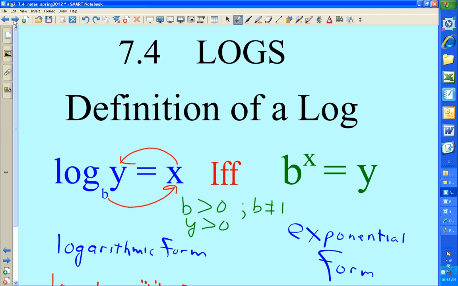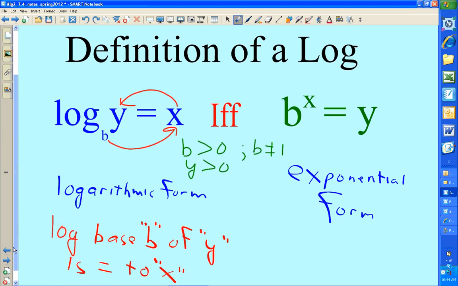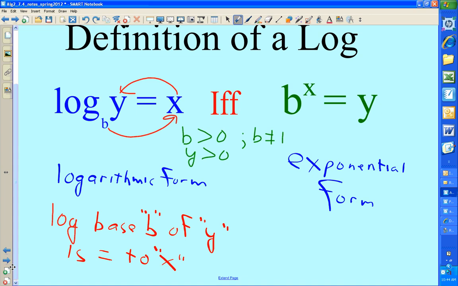Some minor stipulations. B has to be a positive number. Y has to be a positive number. And B cannot be equal to 1. Some of those will make more sense later in this period. It'll make more sense why you can't have Y be a negative or B be a negative. Logarithmic form on the left, exponential form on the right. It's read log base B of Y is equal to X. That's what this says on the left-hand side.